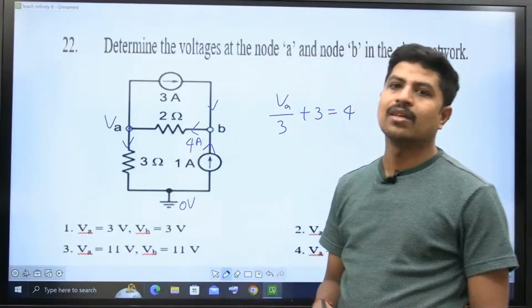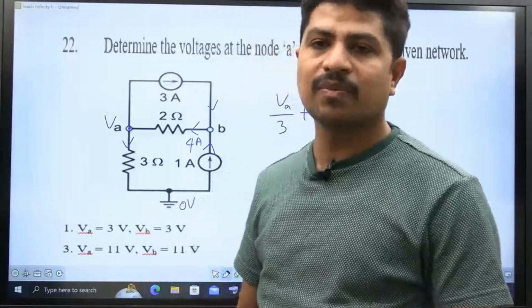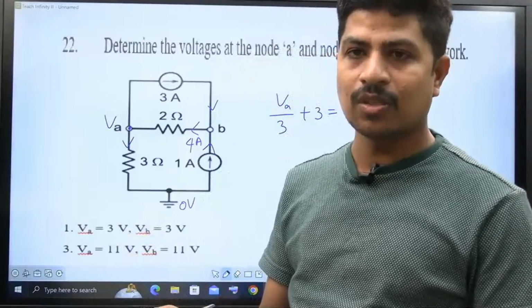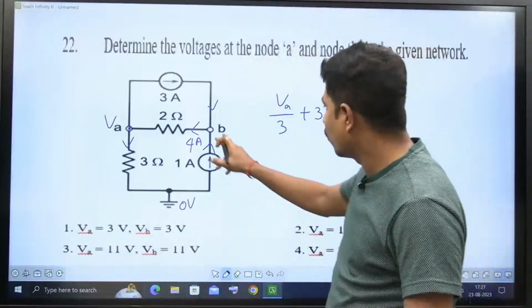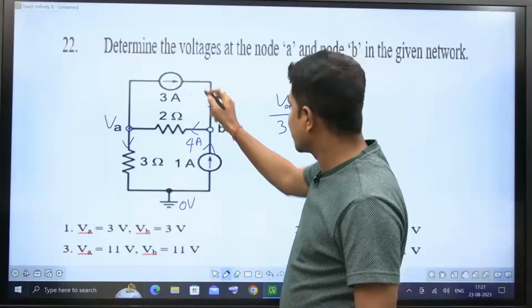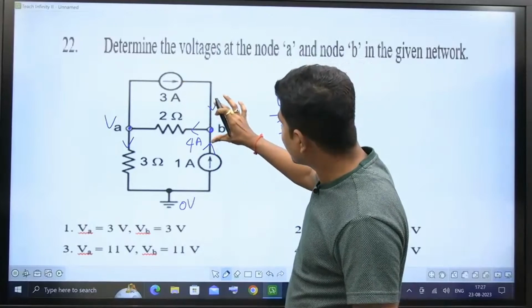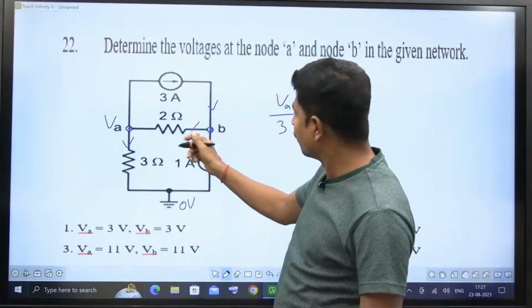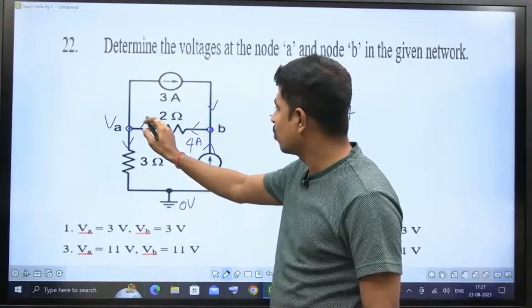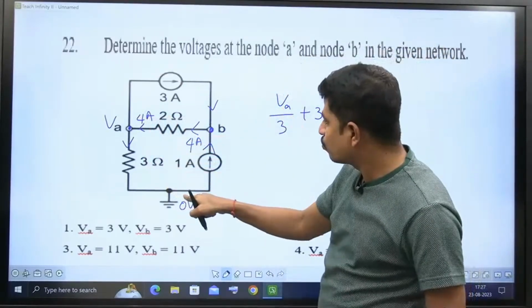What KCL says: the sum of the currents entering at a point is equal to the sum of the currents leaving. What is the current that is entering? 4 amperes is entering. How do I know? 3 amperes is coming, 1 ampere is coming. At this node, if I apply KCL, 3 plus 1, 4 is coming, therefore 4 has to leave. Leaving from here means entering at this node, that is equal to 4 amperes. 4 is entering, VA by 3 is leaving.